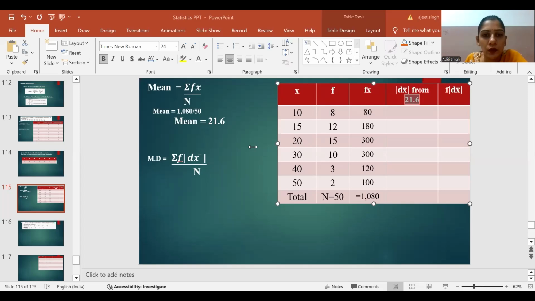First, 21.6 minus 10, which is 11.6. Similarly, 21.6 minus 15, which is 6.6. Next, 21.6 minus 20, which is 1.6.